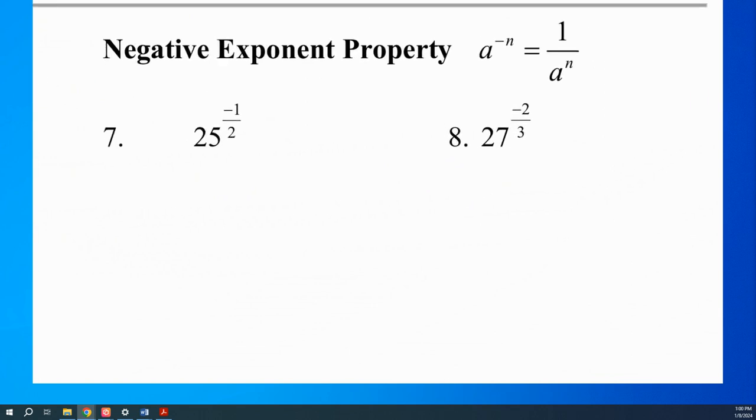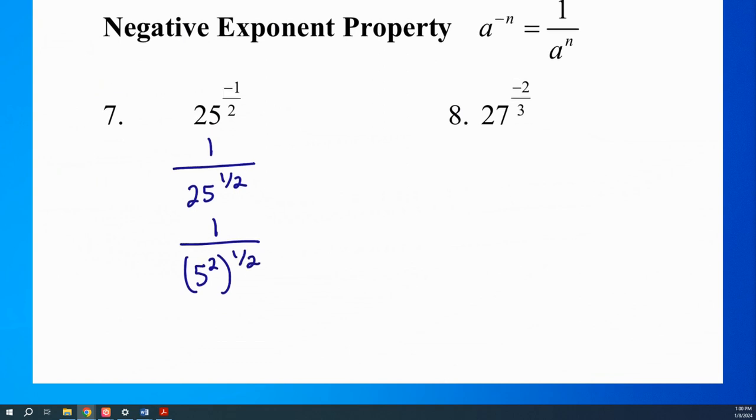Again, with a negative exponent, we can drop it into the denominator and make it positive. So this would be 1 over 25 to the positive 1/2. How could I rewrite 25? 5 squared. So we have 5 squared to the 1/2. So what's that going to become? Just 5. Are we starting to see that pattern of those canceling?